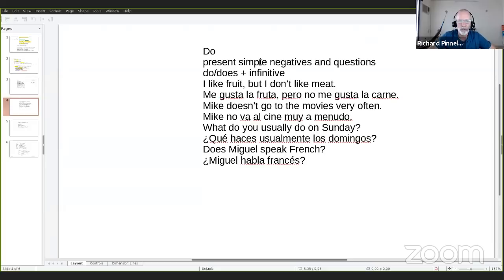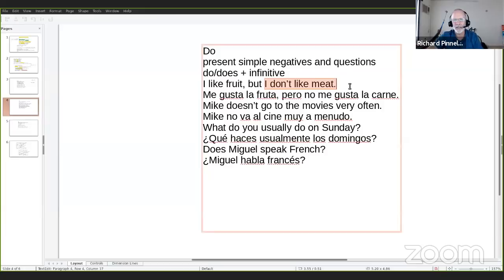I like fruit. Esta es una afirmación en el presente simple. But I don't like meat. Formando el negativo con el auxiliar do más la palabra not, y haciendo la contracción. I don't like meat. Another example. Mike doesn't go to the movies very often. Cuando es la tercera persona singular, el he, she, or it, tenemos que usar doesn't, does not. Fíjate aquí que estamos usando el verbo en su forma base.